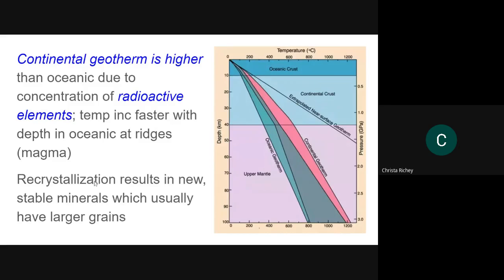When you have your metamorphosis, the creation of the new rock, the recrystallization, you're going to have bigger grains, coarser grains, and you're going to have more stable isotopes or minerals or rocks.